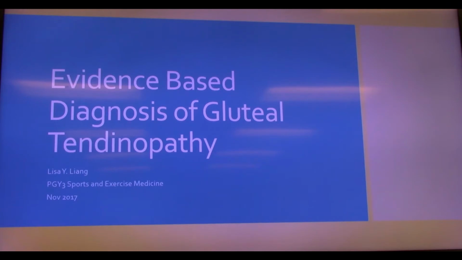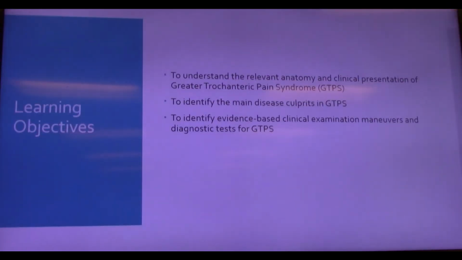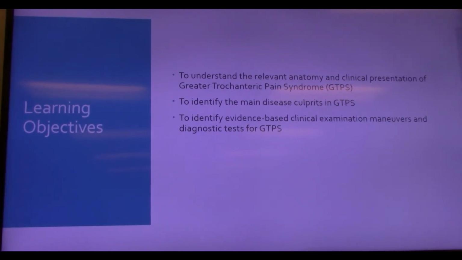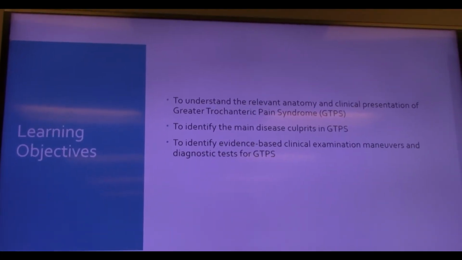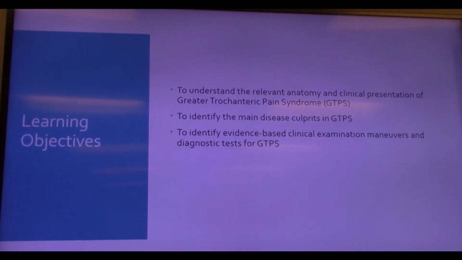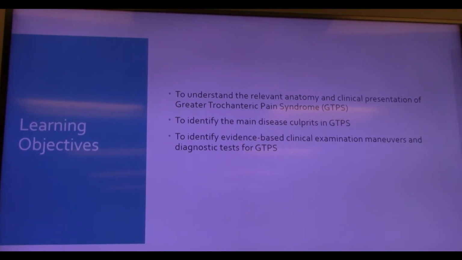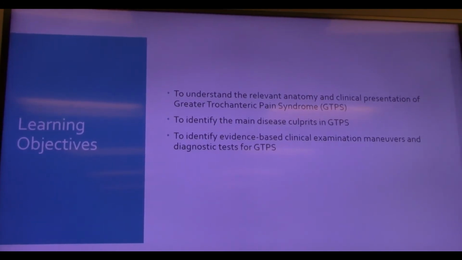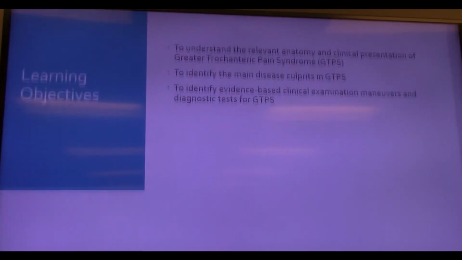I'm going to be speaking on evidence-based diagnosis of gluteal tendinopathy. The main learning objectives for today are to understand greater trochanteric pain syndrome in terms of its relevant anatomy, and then look at the clinical presentation, try to look at the main disease culprits, and identify evidence-based clinical exam maneuvers and diagnostic tests.